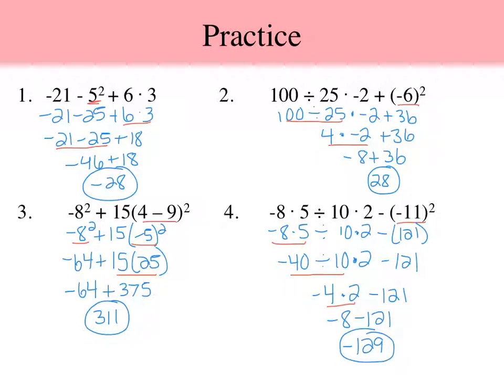Alright, so for example 1, you should have had -28, and you can go ahead and check your steps for that. Number 2 was +28. Number 3 was 311, and then number 4 was -129.